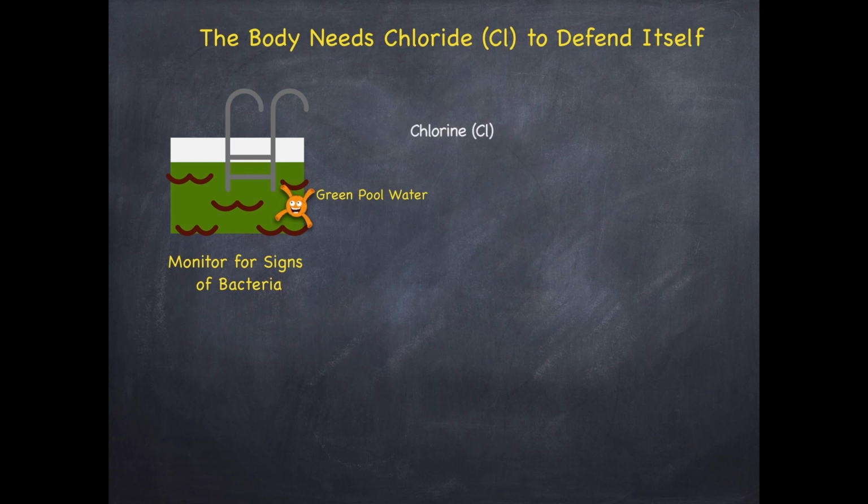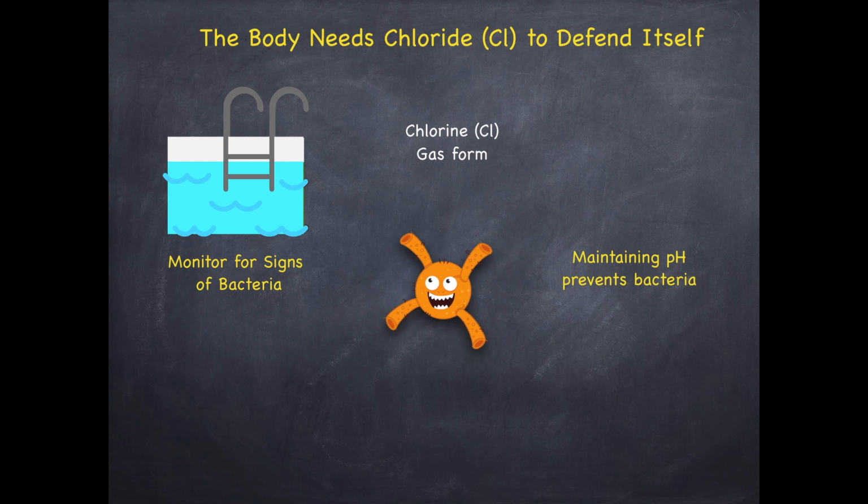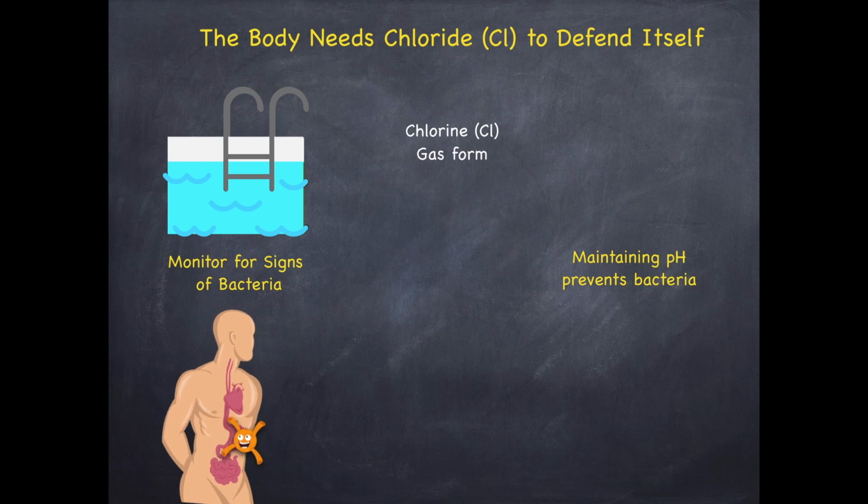So we add chlorine. Chlorine is a form of chloride. It's just the gas form. It kills the bacteria that's in the water. So maintaining the pH prevents bacteria. The same is true for our digestive system. That bacteria enters our system just like it entered the pool water, and it starts to live there, and it will live there unless there's something that can defend it off.